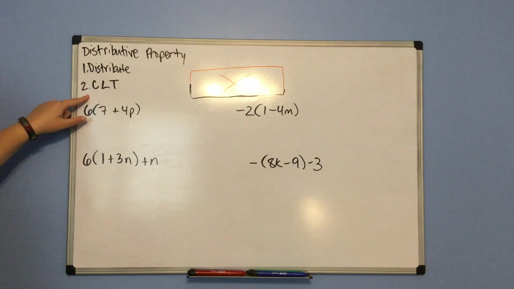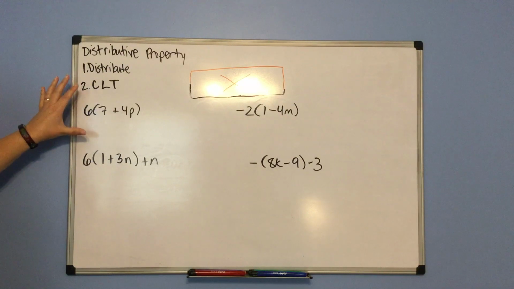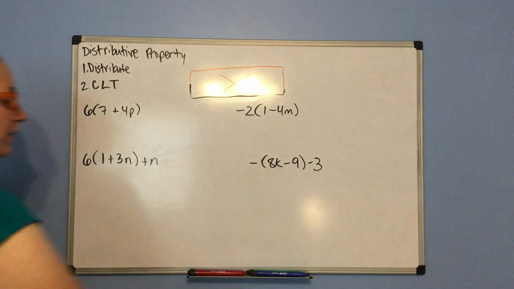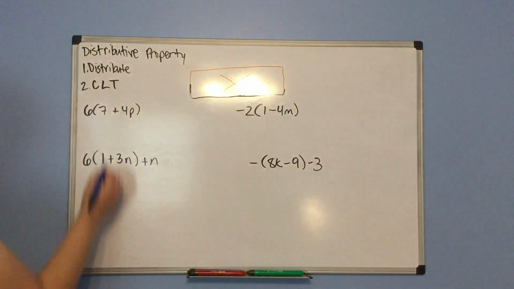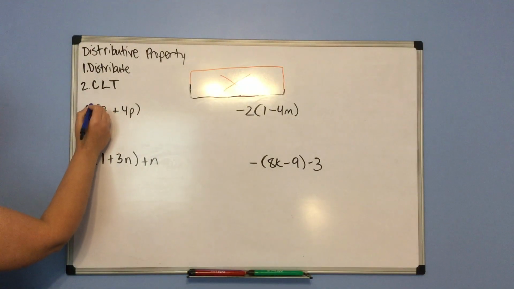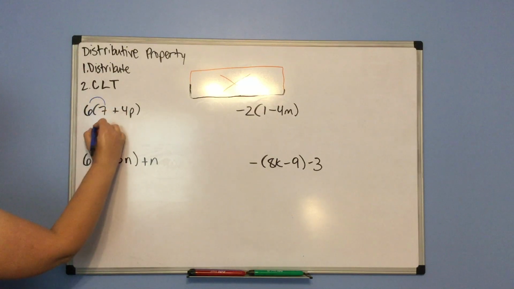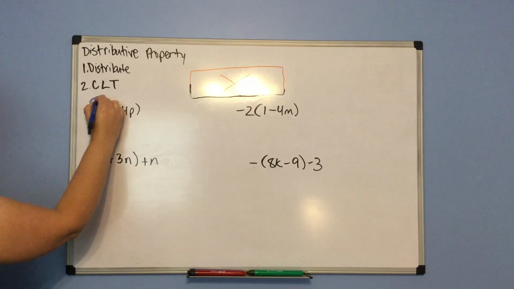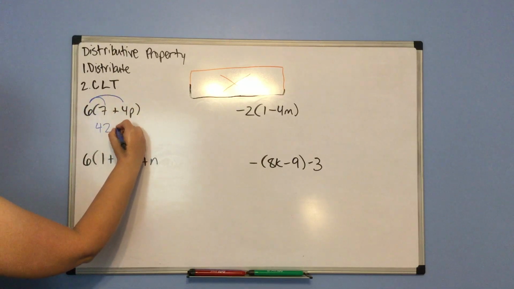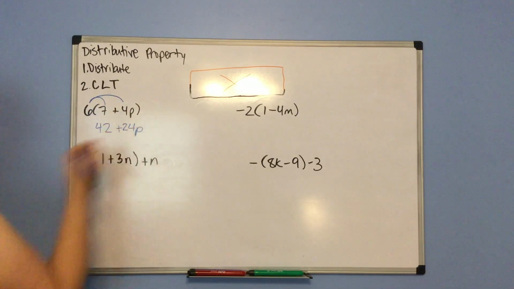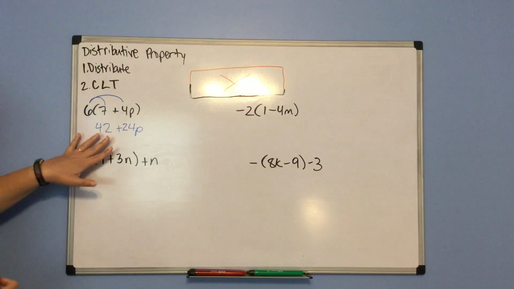After you've done that, you may need to combine like terms. We'll talk about that more when we have to deal with it. Let's go ahead and try this first example. If I'm going to distribute, that means I need to multiply the 6 by everything on the inside. 6 times 7 is 42. 6 times 4p is 24p.